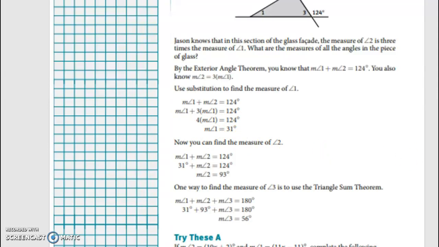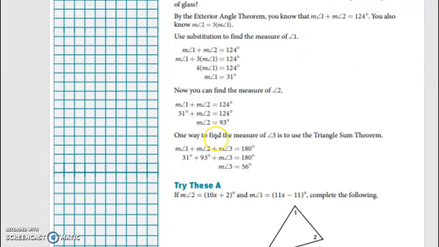Okay, now we can use that information to find the measure of angle 2. If we substitute in 31 for the measurement of angle 1, we've got 1 plus 2 equals 124. We substitute this in right here. So we've got 31 degrees plus the measure of angle 2 is 124. If we subtract 31 from both sides, we get the measurement of angle 2 is 93 degrees.